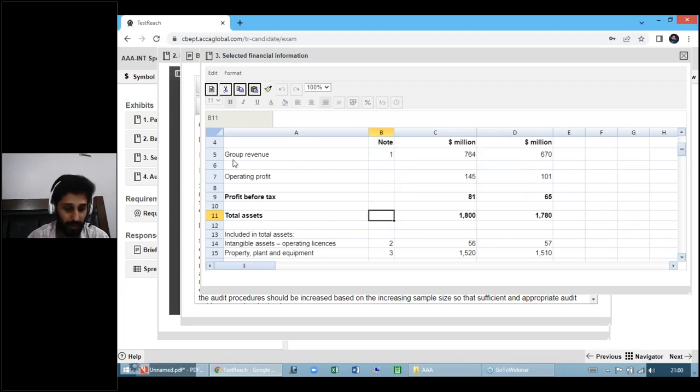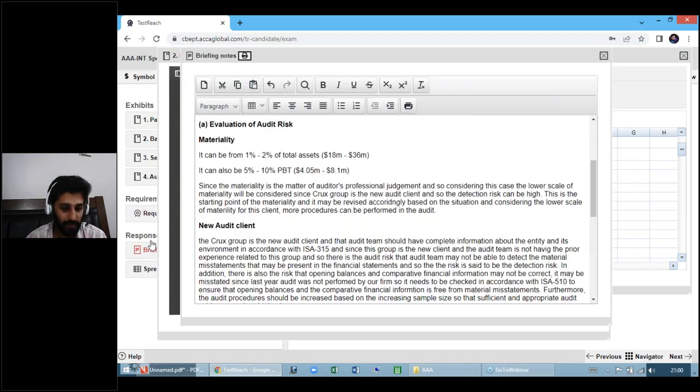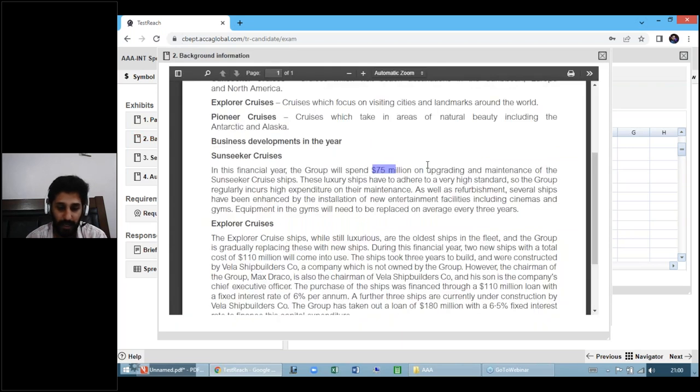Yes, you need to apply the calculator. It is 4% of total assets and approximately 93% of profit before tax, and so it is extremely material. So if it is material, 75 million, it is related to the upgradation and maintenance. It's a very important thing. Why? Because of its materiality.